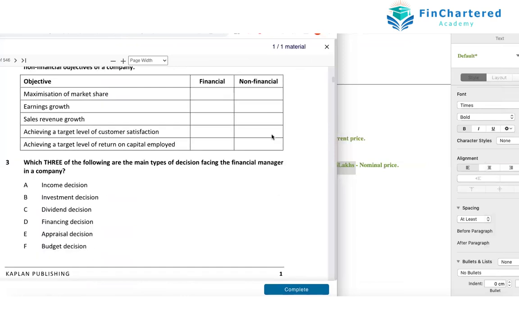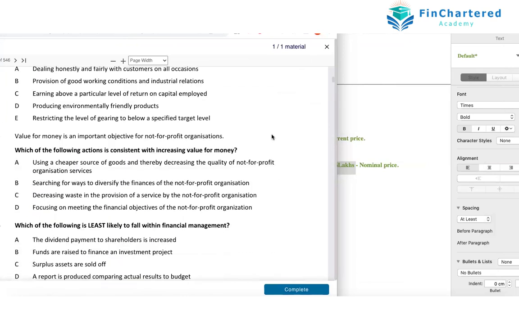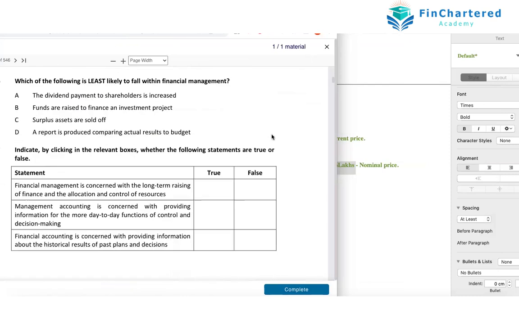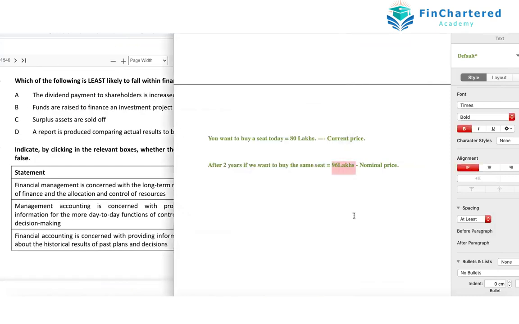What I suggest you to do is when you open the kit, say, for example, take a number of questions that you will do in your first sitting.